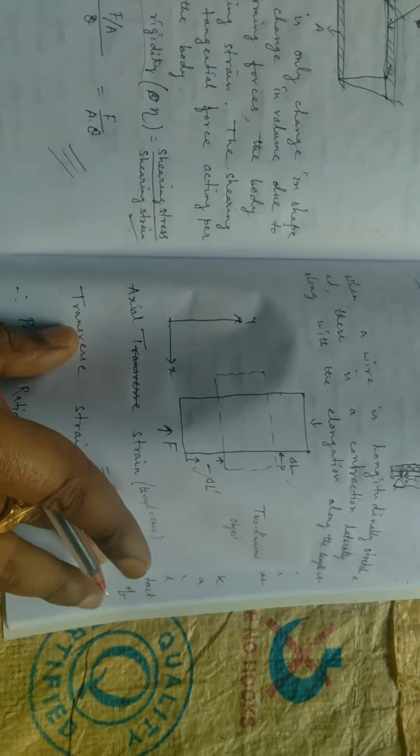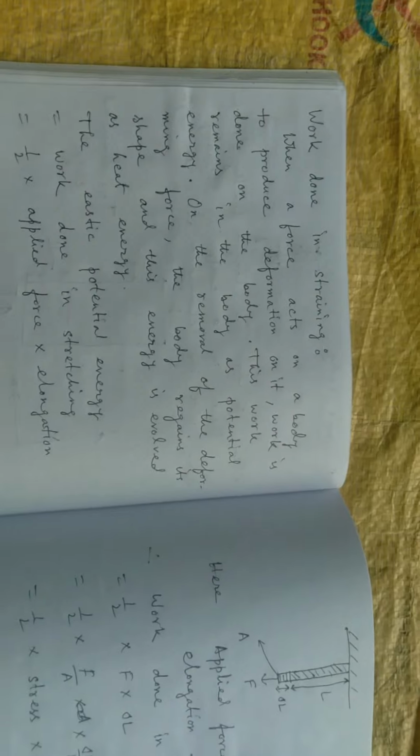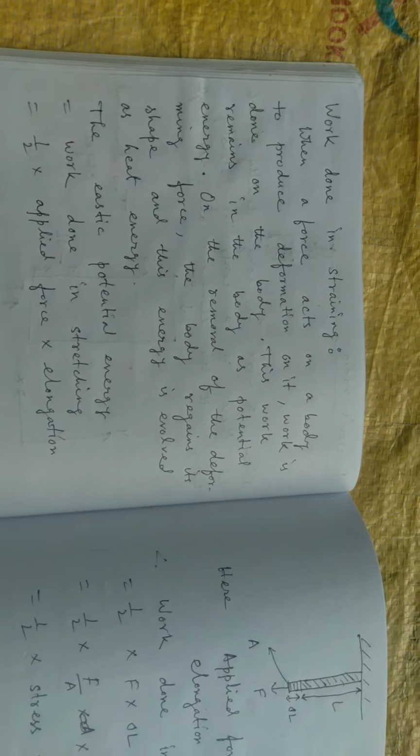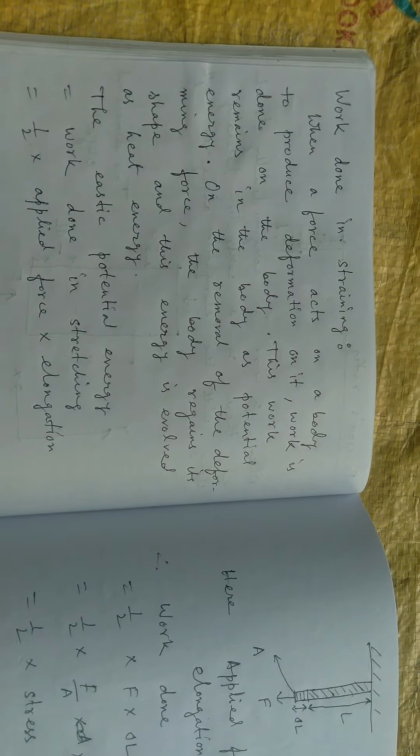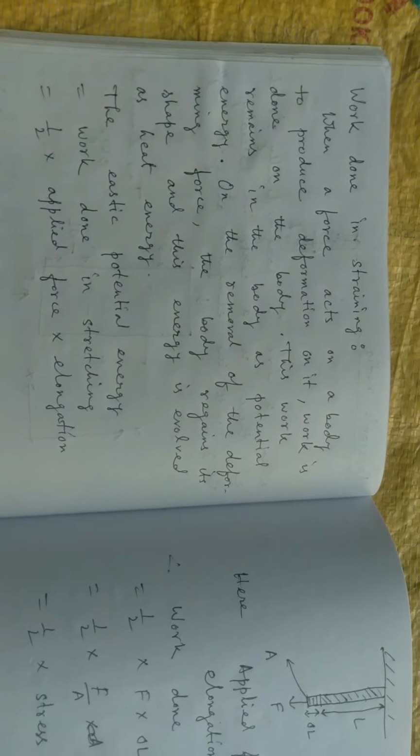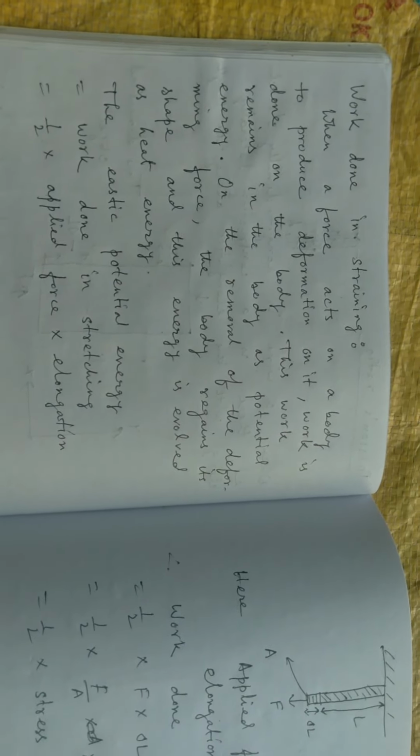Now, when we stretch a wire, what is the work done in stretching? When a force acts on a body to produce deformation in it, work is done on the body. The work remains in the body as potential energy, and on the removal of the deforming force, the body regains its shape, and this energy is evolved as heat energy.